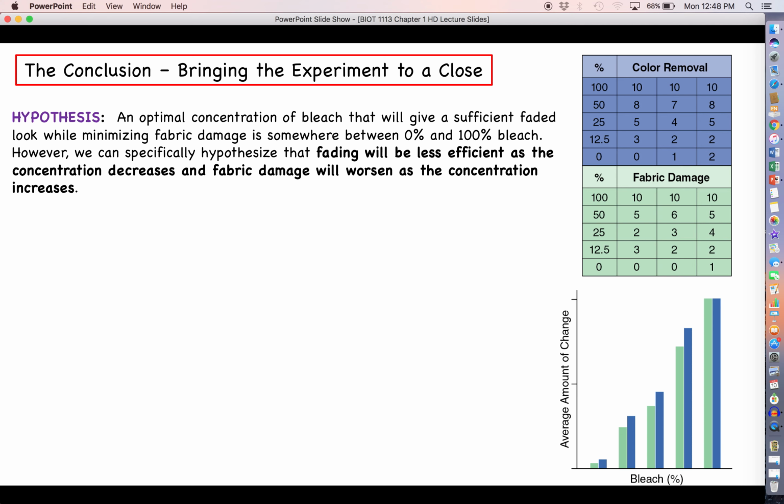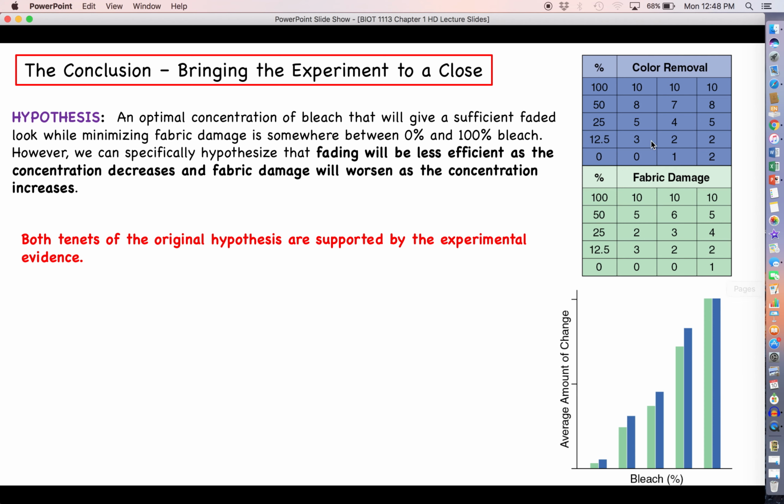However, we can specifically hypothesize that the fading will be less efficient as the concentration decreases and fabric damage will worsen as the concentration increases. So if you look at the data in these tables and graphs, the tenets of that original hypothesis do seem to be backed up by the experimental evidence.